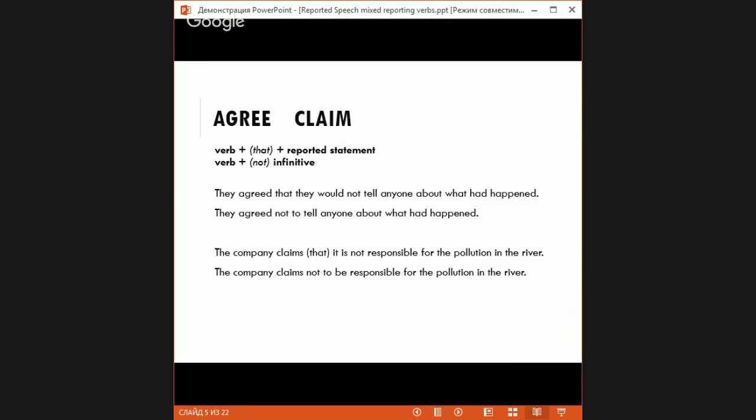The next, we have two verbs, agree and claim, after which we can use reported statement or just infinitive. For example, they agreed that they would not tell anyone about what had happened, or they agreed not to tell anyone about what had happened. Sounds perfect. The company claims that it's not responsible for the pollution in the river. The company claims not to be responsible for the pollution in the river.